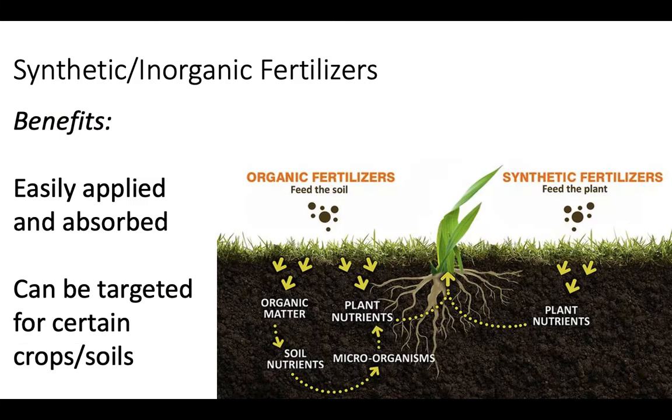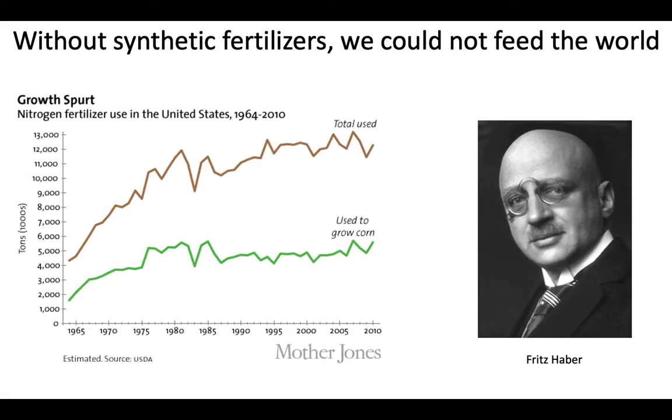And synthetic fertilizers are what are used for the most part on large agricultural scales, because it's easily applied, it's easily absorbed, and you can actually target your fertilizers based on the plants that you're growing. So if one plant needs a little bit more nitrogen than other plants, you can use a different synthetic fertilizer that will more fit the needs of the plant that you're growing. So that makes synthetic fertilizer really possible. And without synthetic fertilizers, we wouldn't be able to feed the world.